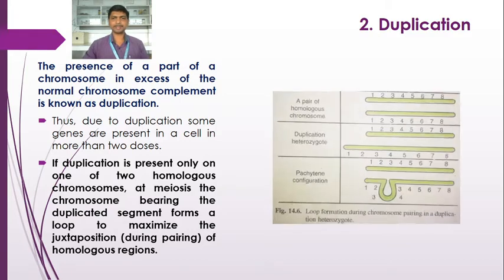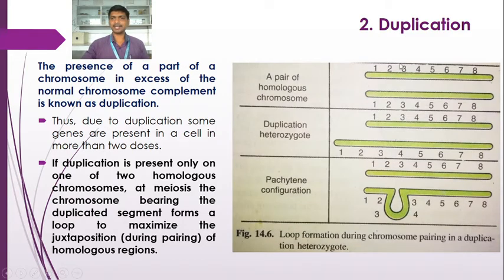So in this diagram, we can see this is a pair of homologous chromosomes. The genes present on this pair are 1, 2, 3 up to 8. So these are 1, 2, 3, 4, 5, 6, 7, 8. Similar genes are present on its homologous pair. So we say this is a homologous chromosome pair.